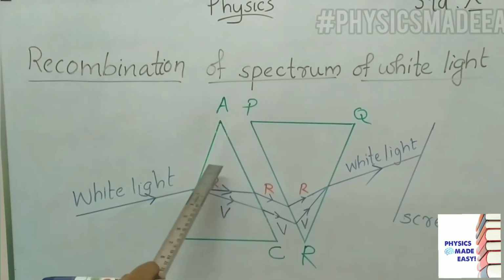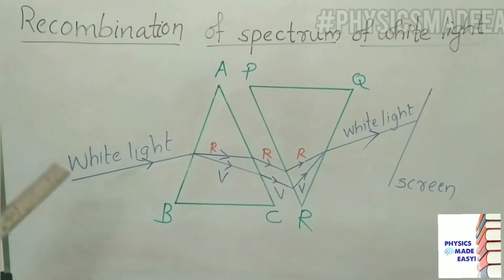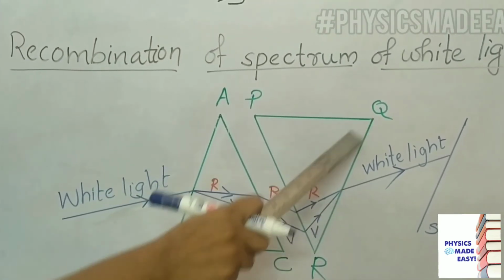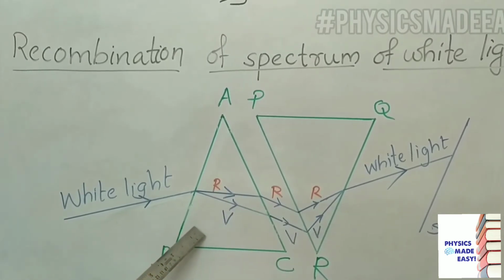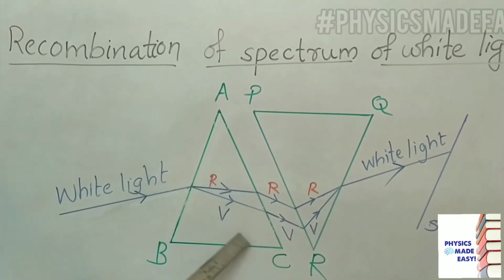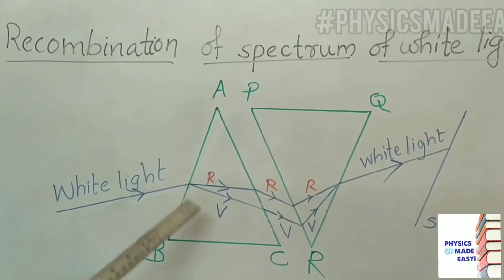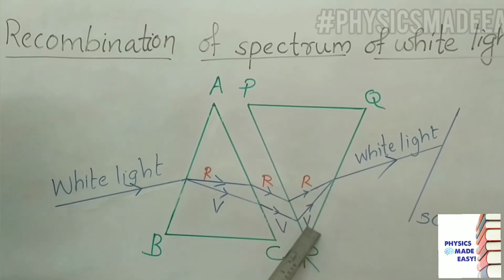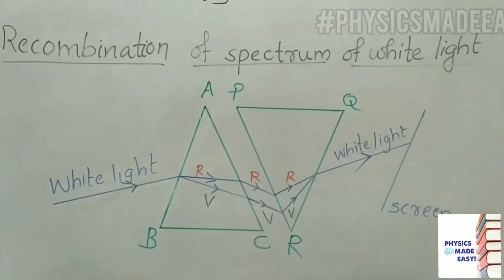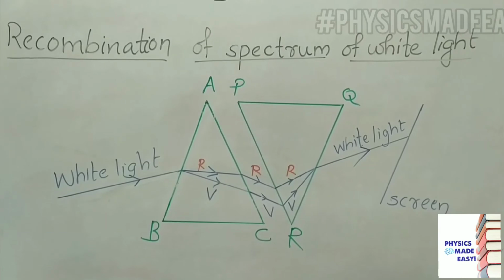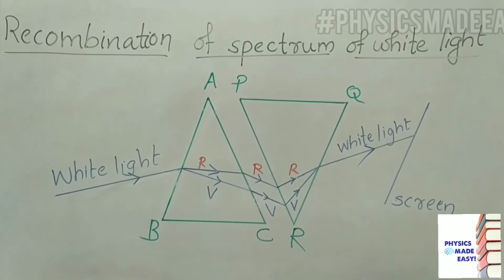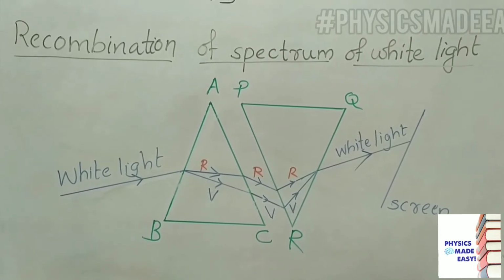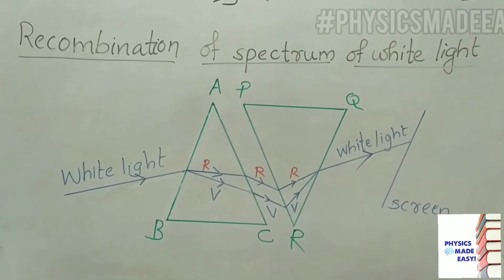Why is this happening? The angular dispersion produced by the second prism is equal and opposite to the angular dispersion produced by the first prism. That's why you can see white color emerging out from the second prism. From this we can say white light is a combination of 7 colors. Sunlight is a combination of 7 colors.